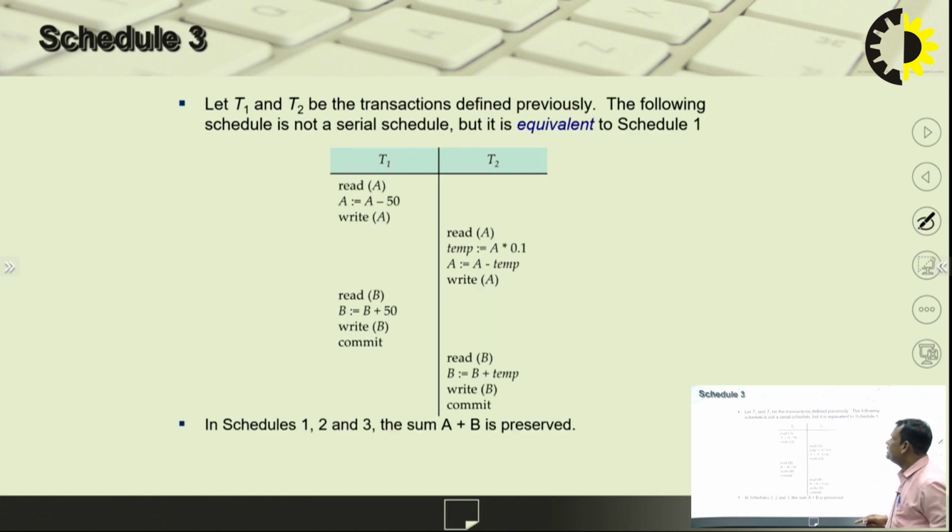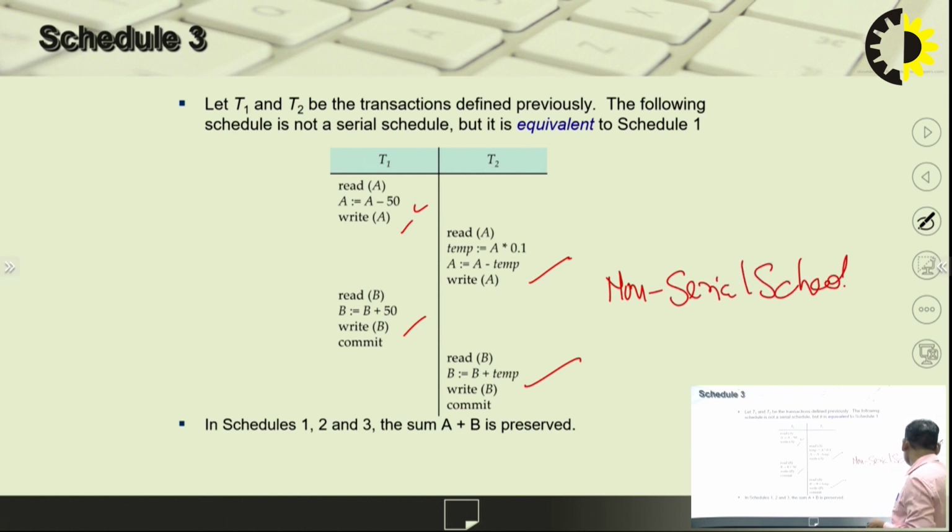Next example, the non-serial schedule, which may have an equivalent serial schedule. In the T1 and T2 transactions, some instructions of T1 are executed, then T2, then T1 again, then T2 again. This schedule is known as a non-serial schedule.